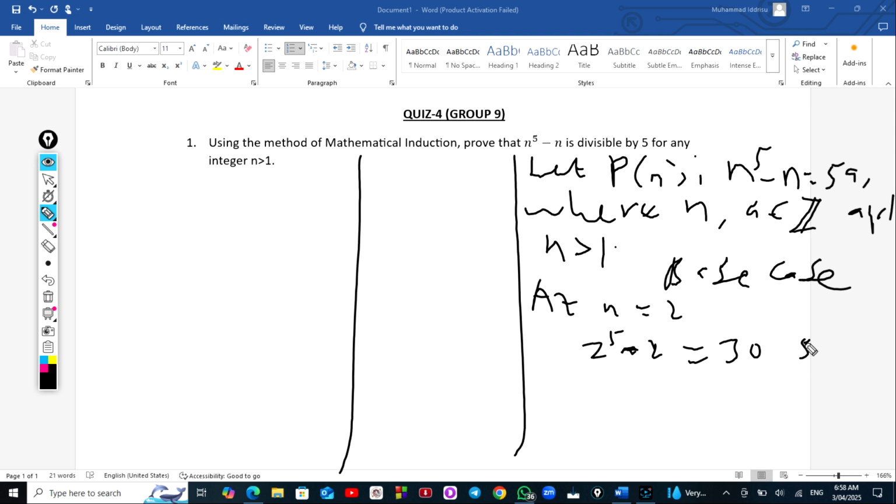and we know that 5 divides what? 30. So 5 divides 30. So 30 divided by 5 gives us 6. So 5 divides 30. So our base case is true. So since the base case is true, we assume that, so this is our induction hypothesis.